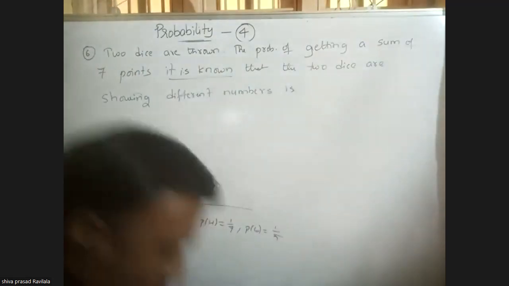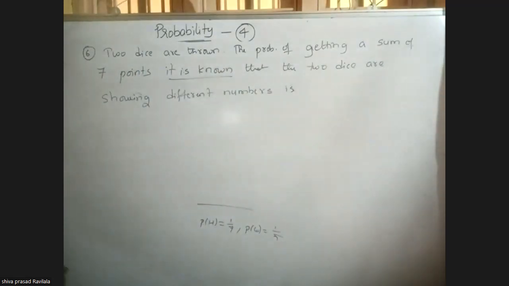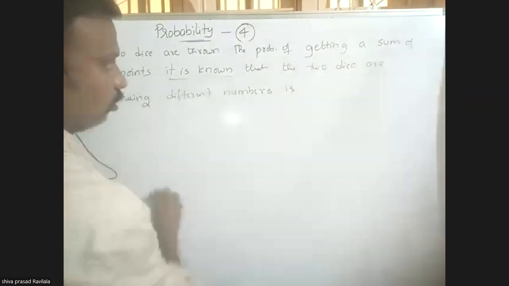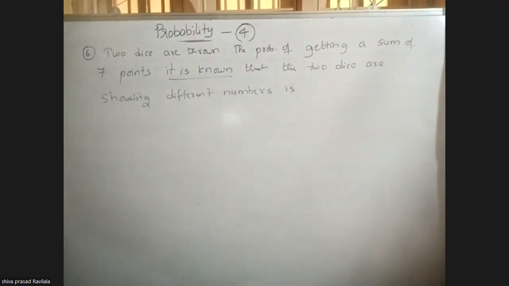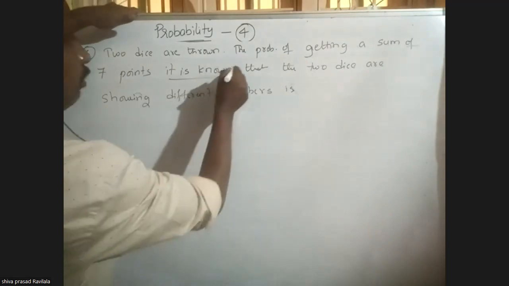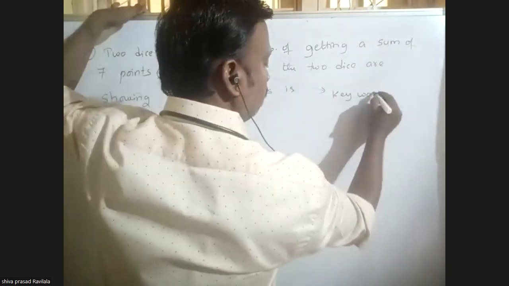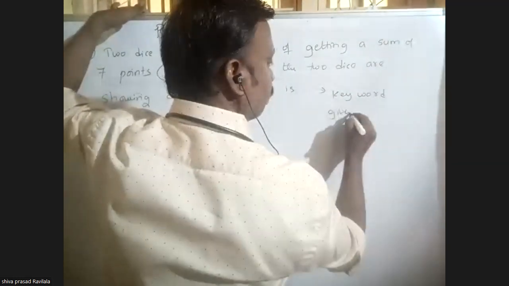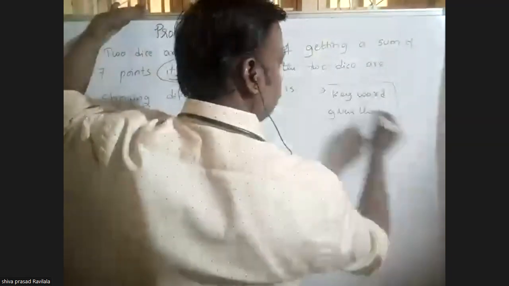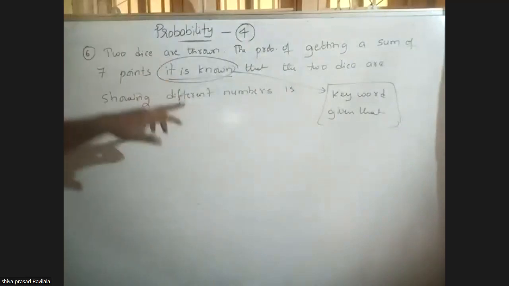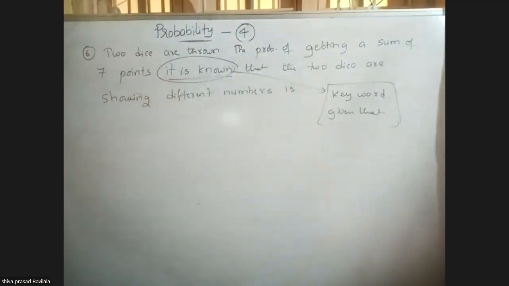Two dice are thrown. The probability of getting a sum of 7 points, it is known that the two dice have different numbers. How many different numbers? It is known, that means the meaning of this one is a keyword, and this one is given that. That means we have to select the required probability from this condition. Conditional probability. It is known that the two dice are showing different numbers. Can anybody say how many different numbers?